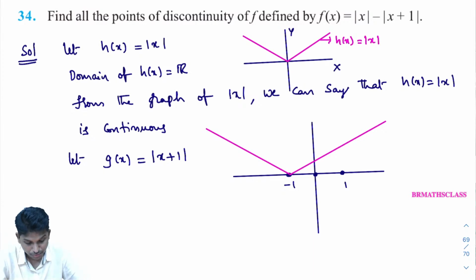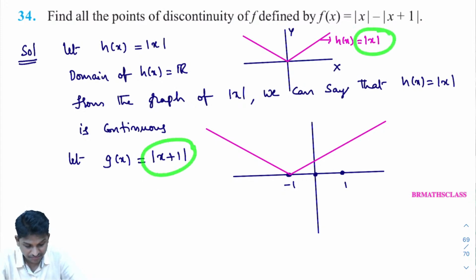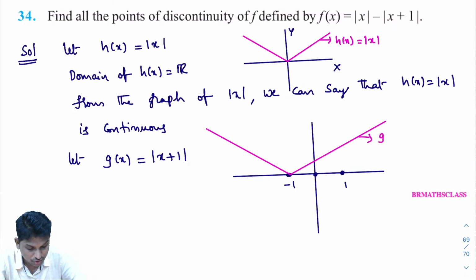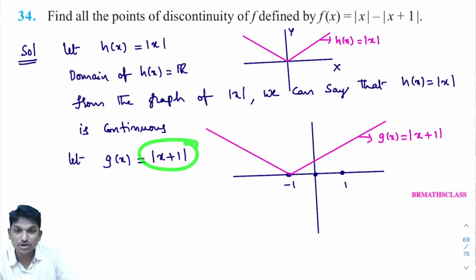See here, when you put x equal to minus 1 in this, g of x will be 0. Put x equal to minus 1 here, minus 1 plus 1 is 0. So the graph of mod x and modulus of x plus 1 will be like this. You can easily draw its graph. This is g of x. G of x is what? Modulus of x plus 1.